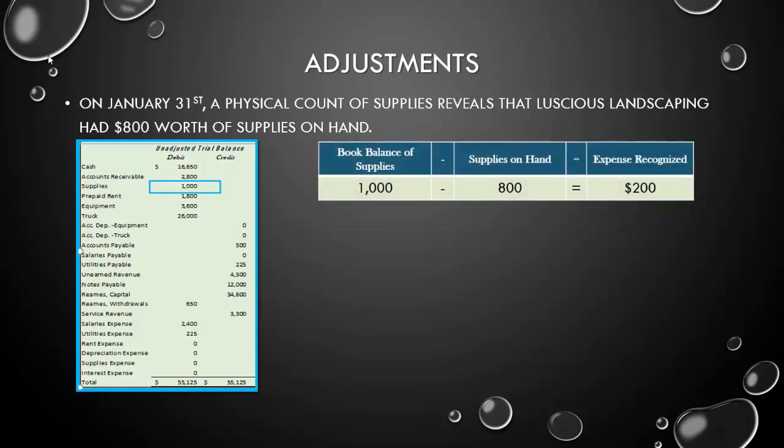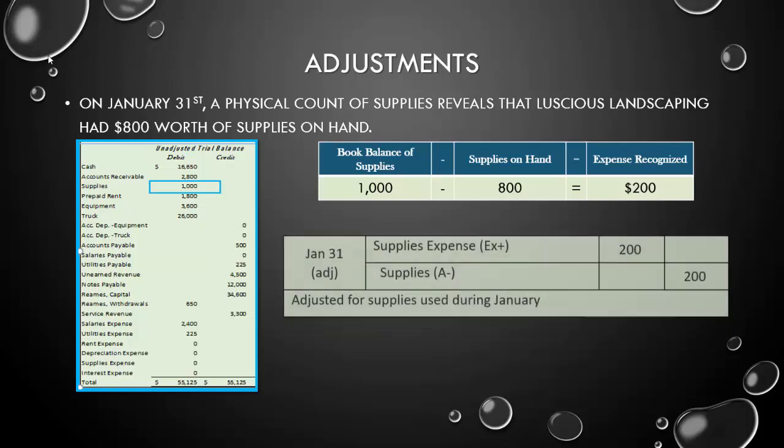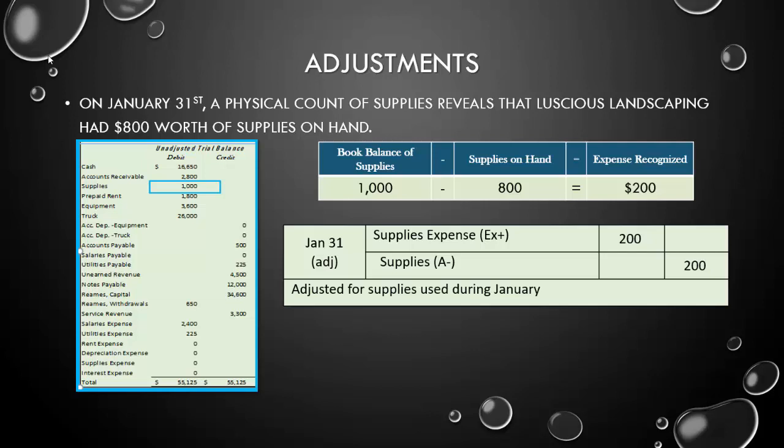Well, if there was $1,000 worth of supplies on our books and we only have $800 left, then we must have used $200 worth of supplies, which means we get to recognize an expense of $200. And in that adjusting entry, you debit supplies expense for $200 and you credit supplies for that same $200.